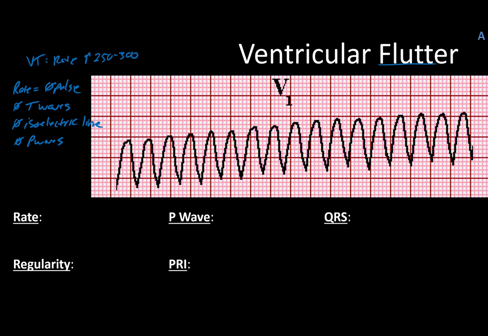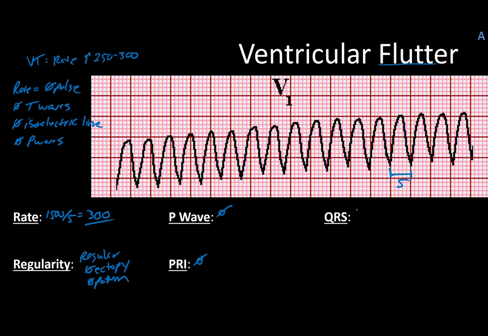This is nice and regular. The two easiest beats to measure are right here and here. And that is 5 small boxes, which equals a rate of about 300. It is regular. There's no ectopy beyond the fact that it's an ectopic rhythm, and there's no pattern other than it's perfectly regular. There's no P's, no PRI.